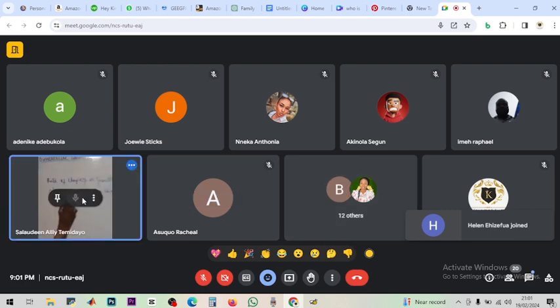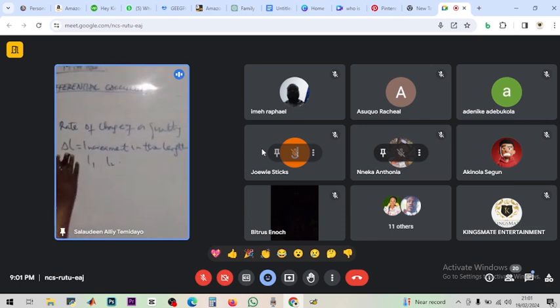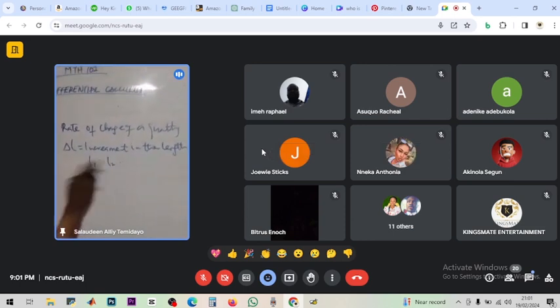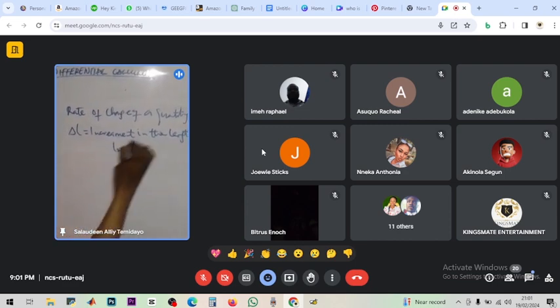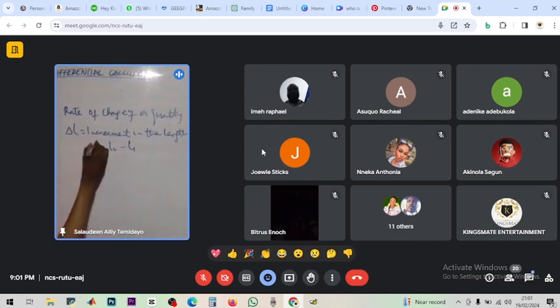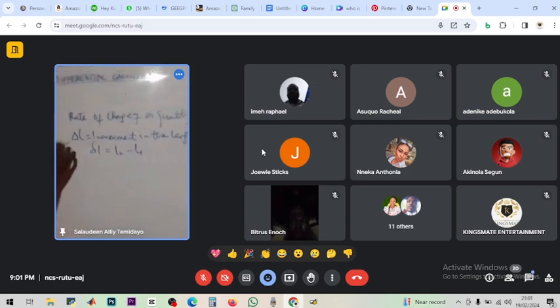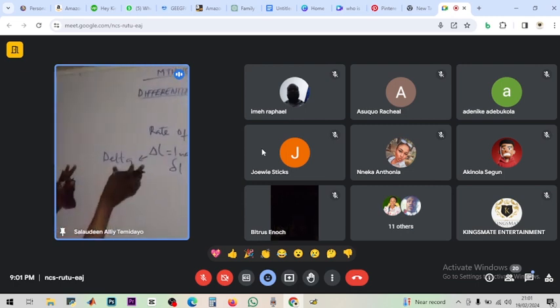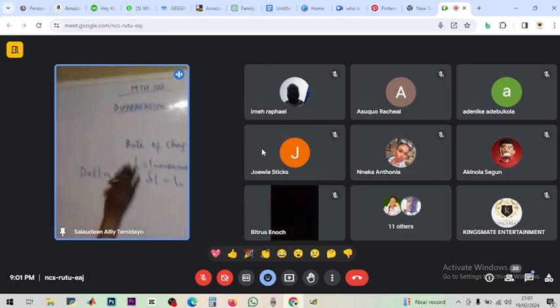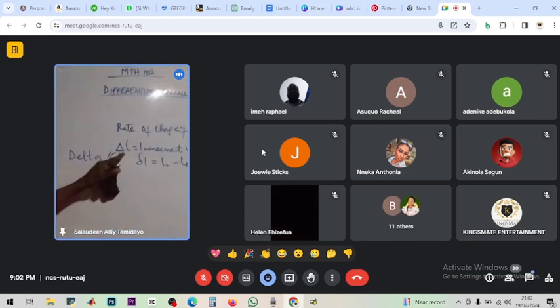it was L1, and the new length becomes L2. So the change in the length of that iron rod is L2, the new length, minus L1. We can denote it as delta L. This is delta, one of the Greek alphabets. It looks just like a small triangle.